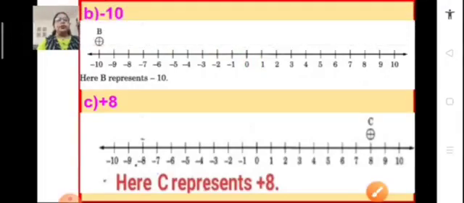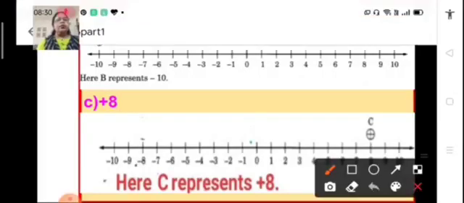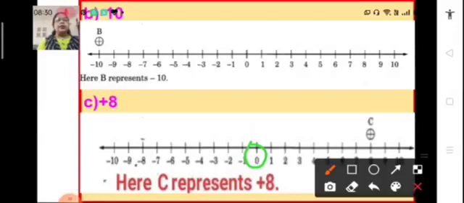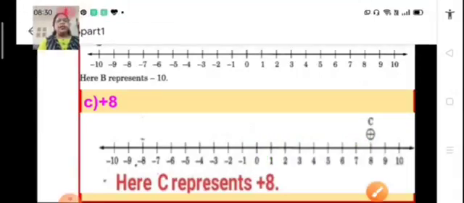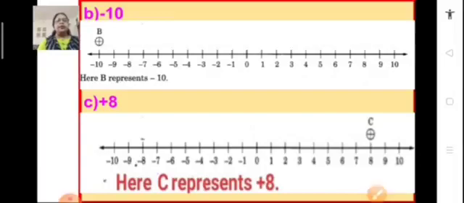C is positive 8. To represent positive 8, we start from 0 and we move 8 steps in the right direction. So where do we reach? We reach at positive 8. So point C represents positive 8.